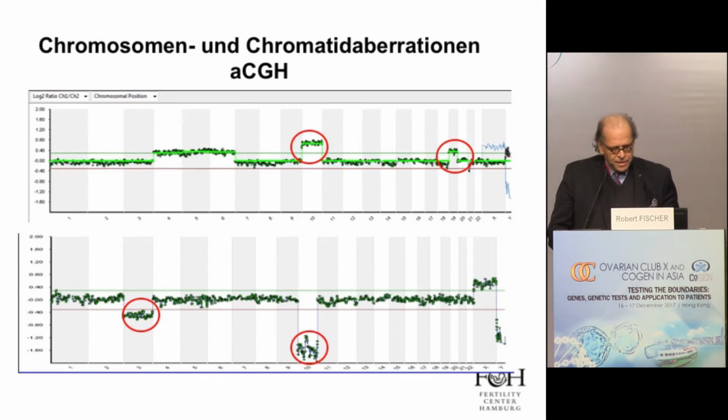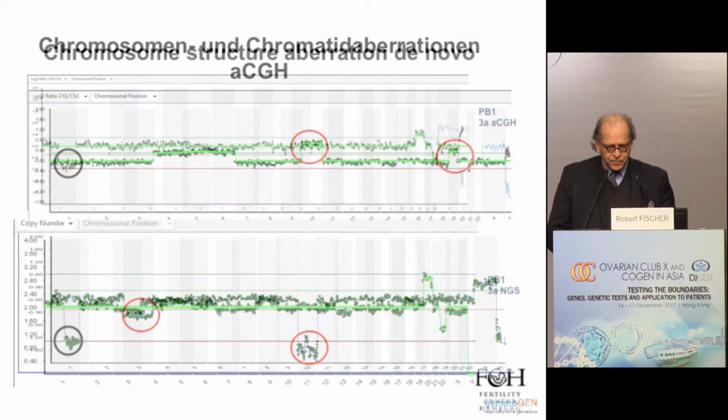And for example, here this will be a chromosome loss and this will be a chromatid loss, and here again a chromatid gain, and here is a chromosome loss and a chromatid loss. But it's not always as clear as that.